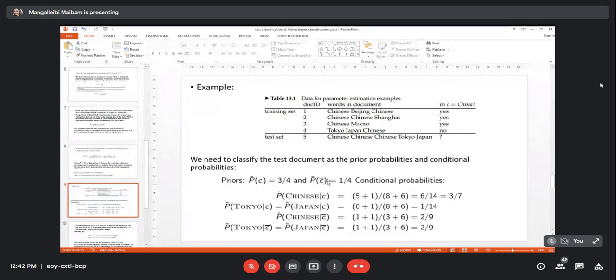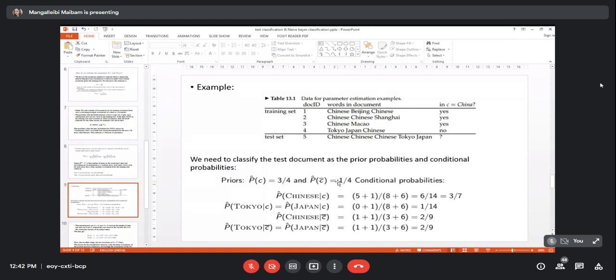And for not China class, it is represented by C bar. C bar is nothing but not China class. The prior probability for not China class is 1 by 4 because we have only one not China class document, 1 divided by 4. So we have calculated the prior probabilities here. The prior probability for China class, the prior probability for not China class. So for the China class, we got 3 divided by 4.